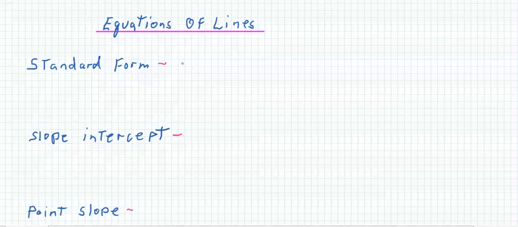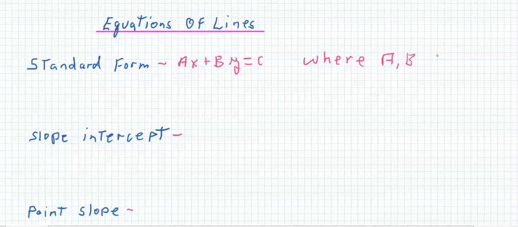Standard form, which you are very familiar with, you just don't know it, is ax plus by equals c, where a, b, and c are integers, no fractions, and a is positive.